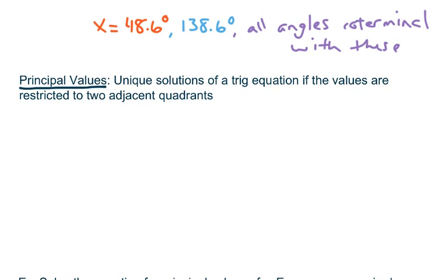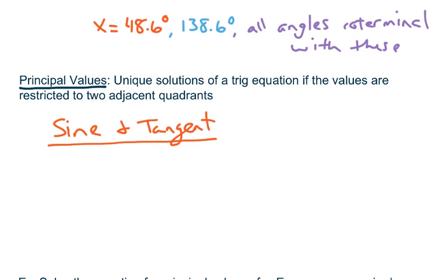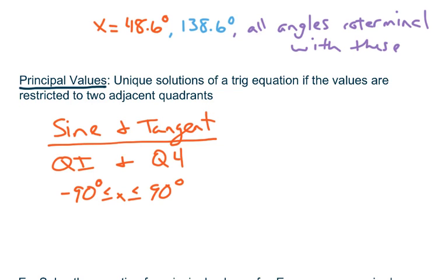So with principal values, sine and tangent, we'll do this in red. Sine and tangent have the same quadrants for principal values. They are quadrants 1 and quadrant 4. If we're thinking in terms of angles or degrees, it would be negative 90 less than or equal to x, less than or equal to positive 90, and these are both degrees. If we're thinking in terms of radians, negative pi over 2 less than or equal to x, less than or equal to positive pi over 2.